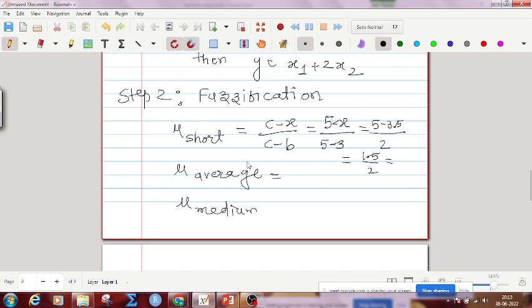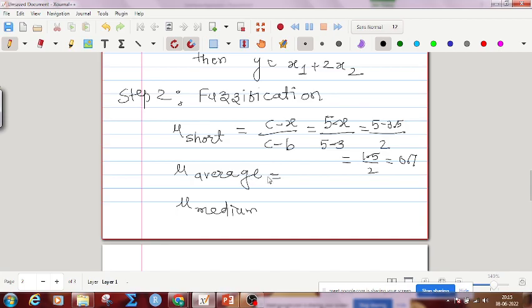Now let us go for mu average. First, please tell me this value: 1.5 by 2. 0.7. 0.7-something is there, I think. Okay, so let us just consider 0.7.